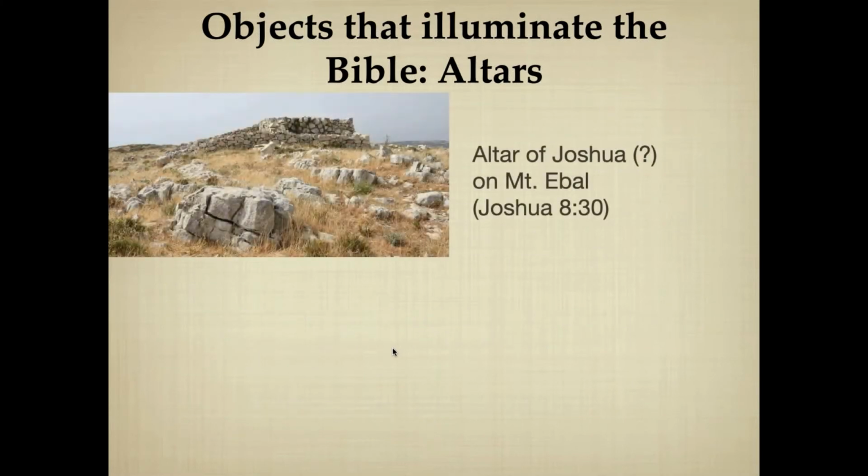So here's an example of a very, very fascinating altar. It's called the altar of Joshua. I put a question mark because there's some debate on it. It's right on top of Mount Ebal, and it's actually mentioned in Joshua 8:30. And I will say, though, that the archaeologists that have worked on this do date it back at least to the time of Judges, if not earlier.